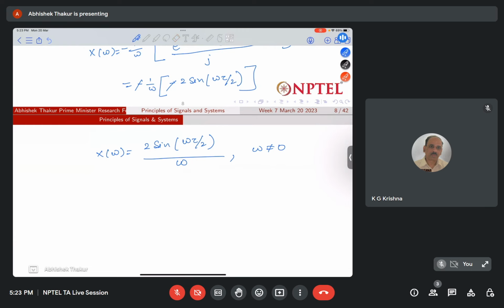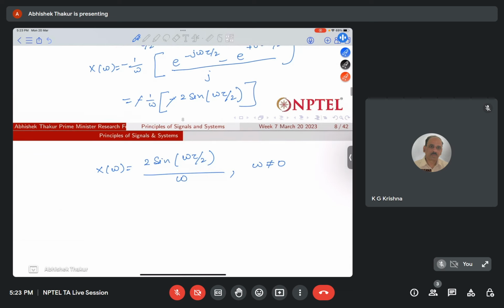So simply we can see here that the Fourier transform of the rectangular function, if it is given as rect(t by tau), can be written as tau into sinc(omega tau by 2). So this tau is just the width of the rectangular pulse, and this is half of the width of the rectangular pulse, and this will be 1 by tau. This 1 by 1 by tau, so tau will come in plus.